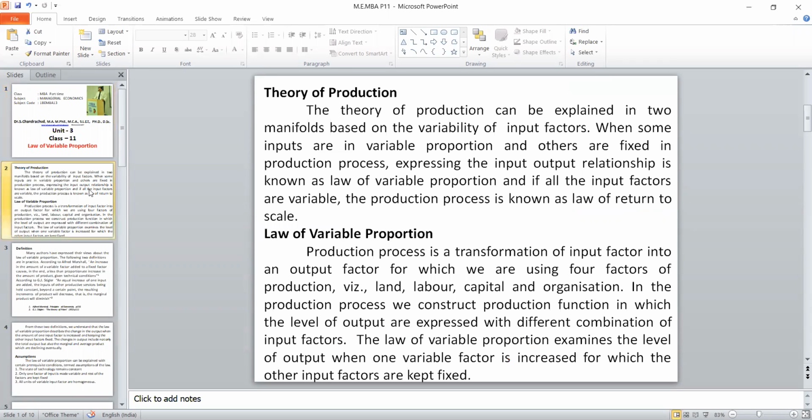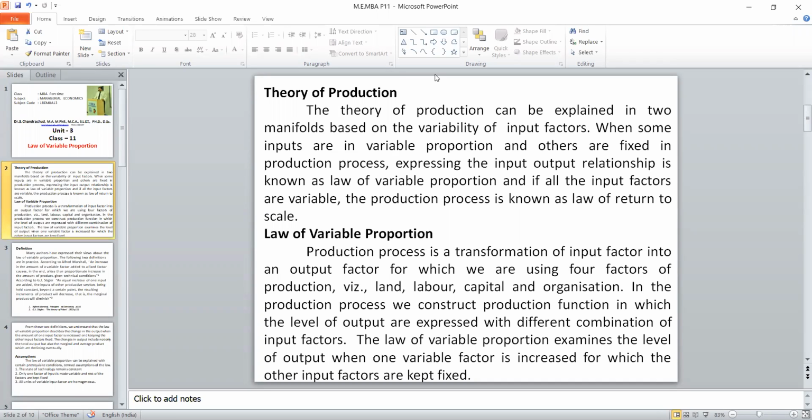There are a list of assumptions. There are different kinds of theories. We have to construct a table, and then we have to draw the diagram, and we have to explain the stages of law of variable proportion. Finally, how it is applied and what are all the shortcomings or limitations. This is the way that I'm going to take today.